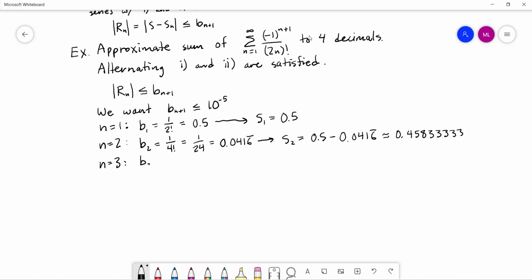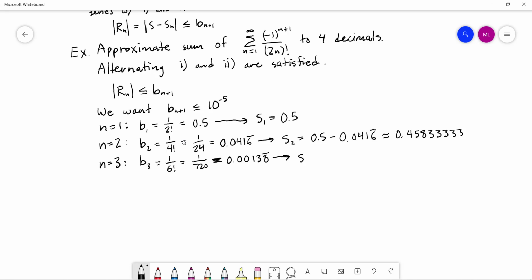Let's look at n equals 3. The third term will be 1 over 2 times 3 factorial, so that's 6 factorial. 6 factorial is a large number. 6 times 5 times 4 times 3 times 2 times 1. So it turns out it's going to be 30 times larger than that number, the 6 times 5 times 4 factorial. And that gives me 720 in the denominator. So 1 over 720 is approximately 0.00138 repeating, and I guess it's exact if we do the repeating.